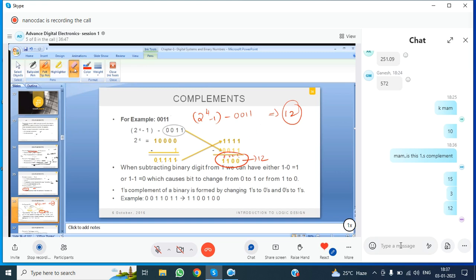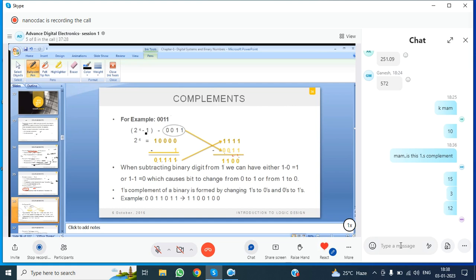So normally, if you are performing the subtraction directly like this, 2 power 4 minus 1 minus the equivalent of 3, you are taking 0011, which is 3, so you will get 12. But the thing is, we are following this complement procedure. The main intention behind this is to reduce the hardware circuitry. The only reason is to reduce the hardware circuitry.